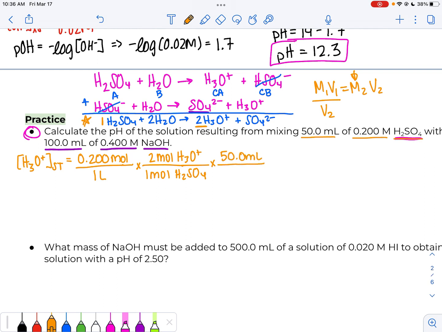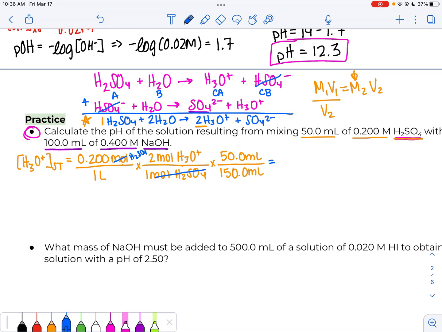What's my V2? What's my final volume after mixing? 50 milliliters plus 100 milliliters, so 150 milliliters. So it's still M1V1 divided by V2. I've just broken it out into the stoich step to include the fact that now I can cancel out these moles of H2SO4. I really should have written H2SO4 here, sorry. To account for the fact that it's a diprotic acid.